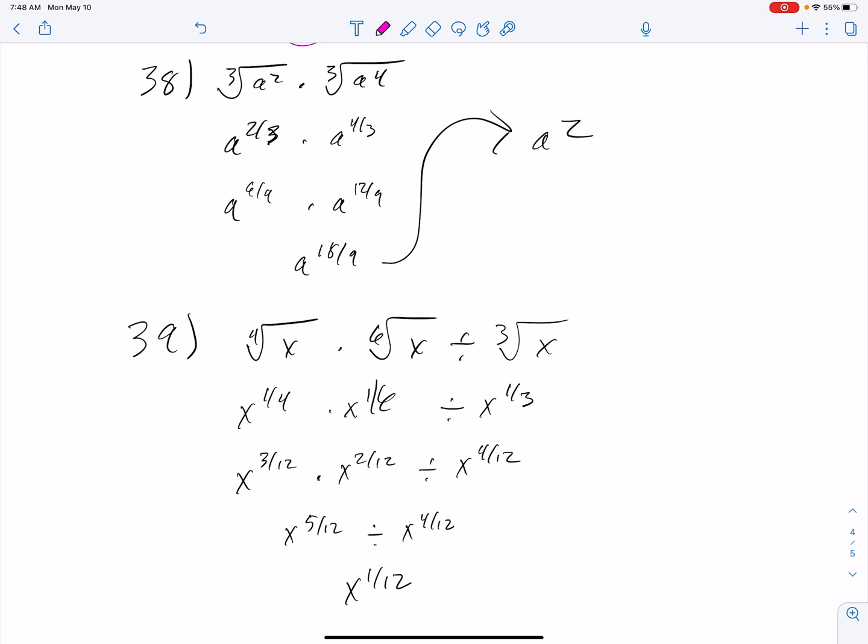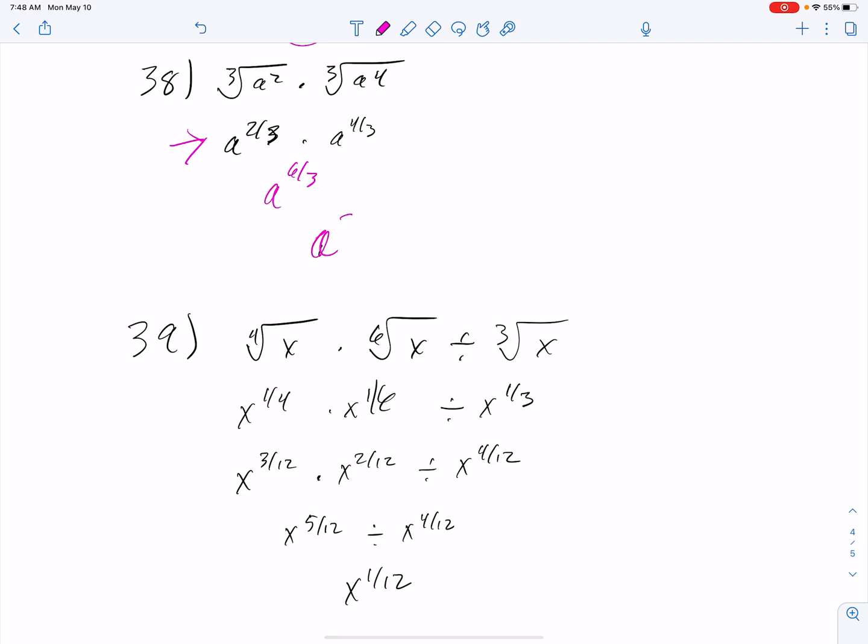Similar in 38, I can rewrite using my rules of exponents. Didn't need to get a common denominator. I think I made a mistake here. So I know that I can add, getting a to the 6/3, which is simply a squared.